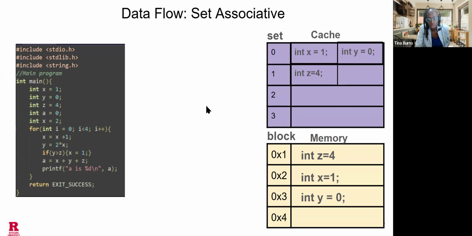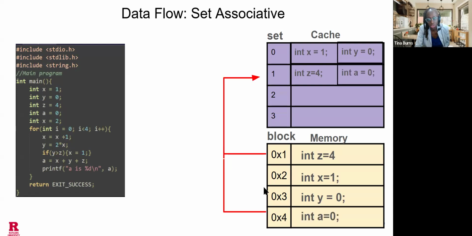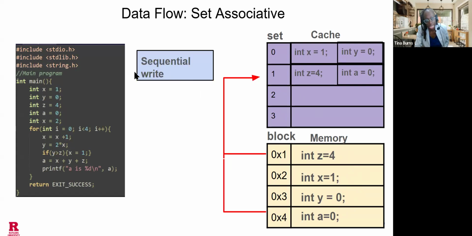Anyway, z is equal to 4. That's my next item. And then I go a is equal to 0. So I have both of these items being stored a little bit farther away in memory, but that's fine. And they're placed right here in the set associative cache. As I was mentioning before, it is a sequential write, meaning that it is going to write to the first area in the cache that is empty.